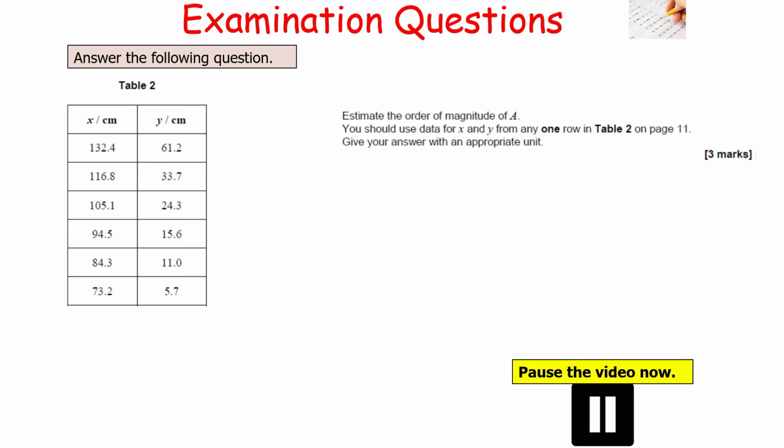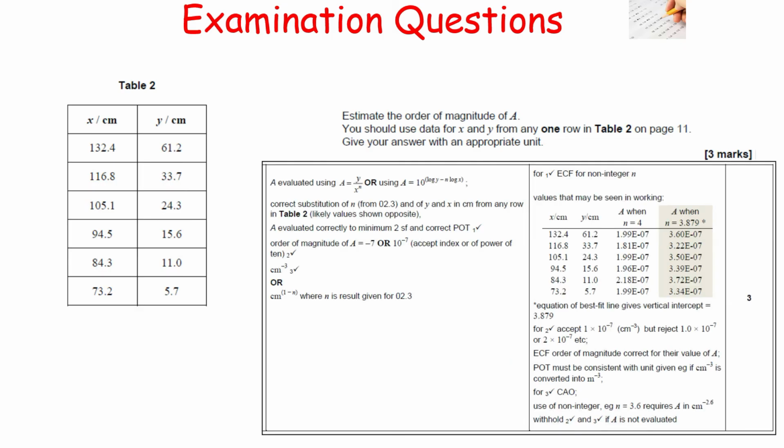So pause the video now, then unpause the video when you want to go through your answer. Right, so how do you answer this particular question? Well, we said before that y is equal to ax to the power of n. So what we can do is change this round to make a the subject. So a therefore is equal to y over x to the power of n. Now it's important to note that in the question we have previously worked out what n is. n is equal to 4. It's the gradient of the line.